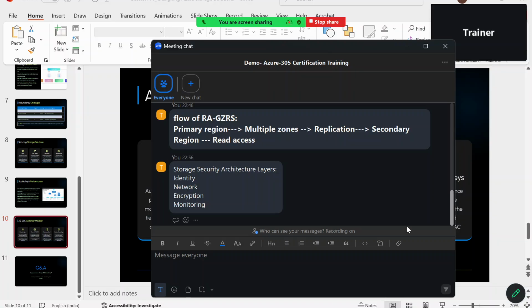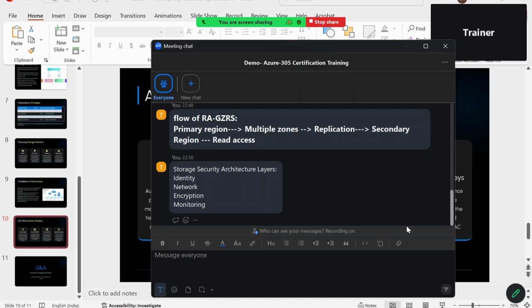Services, databases, analytics platform, the success of the architecture depends on how the data is stored, protected, secured, and recovered. So as an Azure architect or cloud architect, storage decisions directly affect performance, availability, security, compliance, disaster recovery, and cost optimization. We also looked at the Azure storage account. We started with the Azure Storage Account.